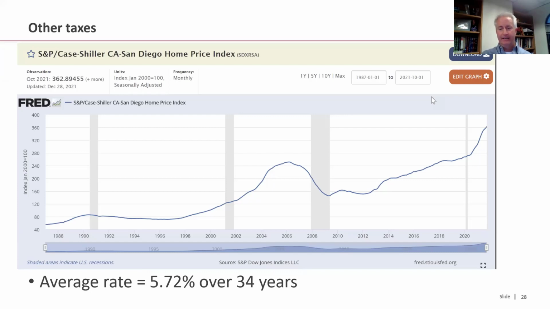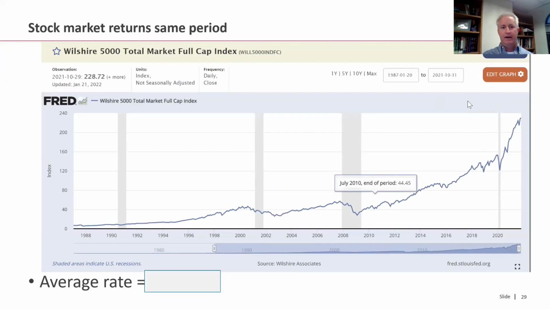But just to put that into contrast, if we look at the Wilshire 500, which is a measure of the 500 largest stocks in the United States, over the same period, '87 to the end of October, the average return is almost 11%. So you can see that stocks have done better than housing, in spite of the fact that we always scream about how expensive housing is. And it is expensive, don't get me wrong. But if we had put our money into stocks, we actually would have had a better return.